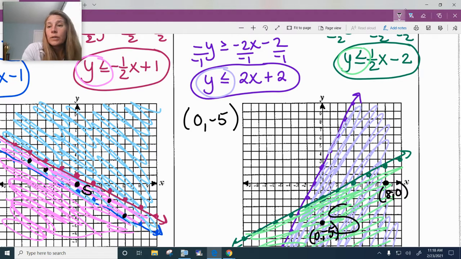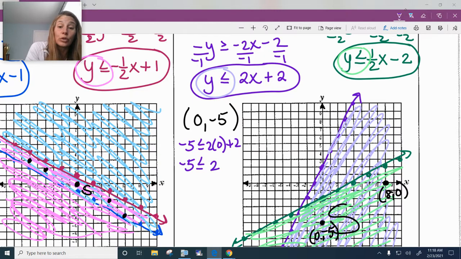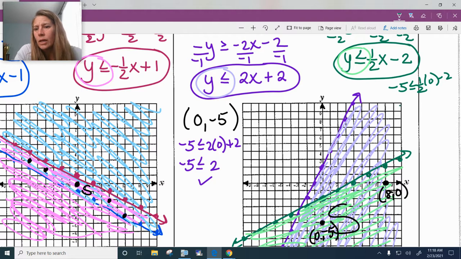So for the first inequality here, put the -5 in for the y and 0 in for x. That gives me -5 is less than or equal to 2, which is true. Then when I try my other one over here, I'm going to do the -5 for the y again. 1/2 times 0. That's why I really love 0 for my x, because it cancels out the fraction. And -5 is less than or equal to -2. So I know I'm good once again.